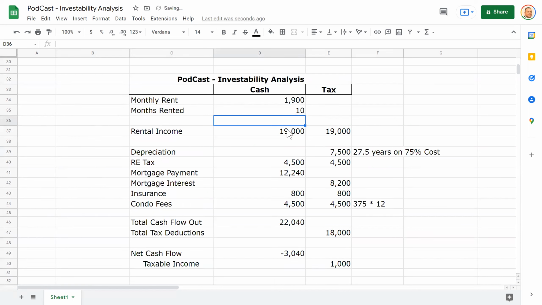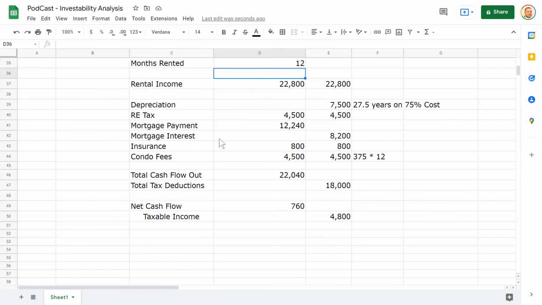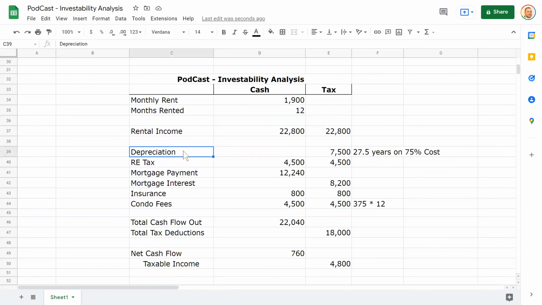You'll notice that the total rent changes to $19,000. So this is handy to have in case you want to analyze and see what will happen if there's vacancies. So let's just go with the full 12 months as rented. So we have rental income is the same in both. And then we have depreciation. Now, depreciation we can take on the property for tax purposes. It's a non-cash item, but for cash, it's not involved with the cash column, as we can see.